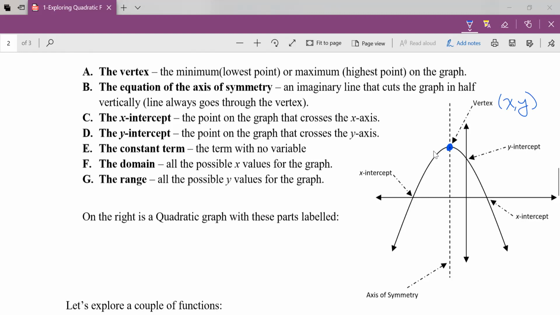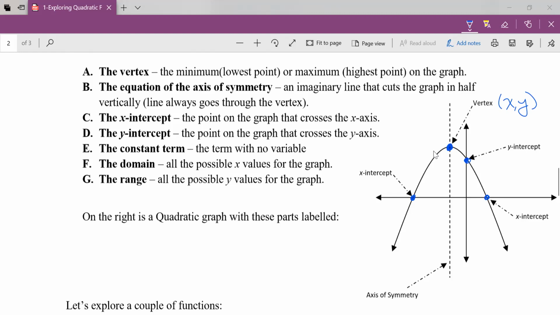The equation of the axis of symmetry. Symmetry means that I can essentially fold this graph over this dotted line right here, and it'll be symmetrical. So the axis of symmetry is the line that, if you want to think of it, cuts my graph in half. The x-intercepts, well, we know those. They're right there. They're where our graph intersects the x-axis. The y-intercept is right there, where our graph intersects the y-axis.